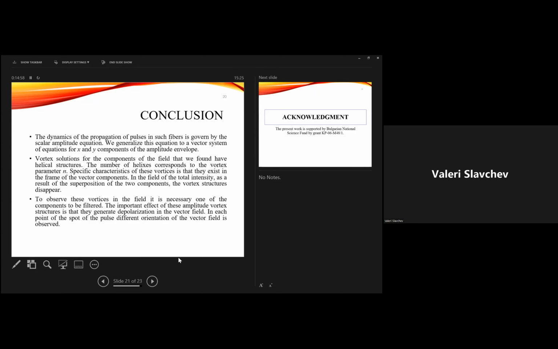In the field of the total intensity, as a result of the superposition of the 2 components, the helical structures disappear. To observe these vortices in the field, it's necessary for one of the components to be filtered. The important effect of these amplitude vortex structures is that they generate depolarization in the vector field. That means in each point of the spot of the pulse, a different orientation of the vector field is observed.